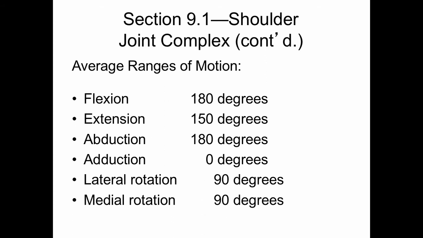Here are the average ranges of motion for the shoulder joint complex. Pure adduction of the arm at the shoulder joint from an anatomic position is blocked because of the presence of the trunk. If the arm is first flexed or extended, further adduction is possible, anterior or posterior to the trunk.